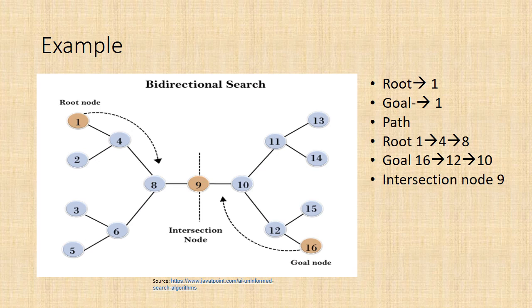In the search tree, the bidirectional search algorithm is applied. This algorithm divides one graph or tree into two subgraphs. It starts traversing from node 1 in the forward direction, and starts from goal node 16 in the backward direction. That is node 1, node 4, node 8, node 9, etc. in the forward direction and node 16, node 12, node 10, node 9, etc. in the backward direction. The algorithm terminates at node 9 where the two searches meet.